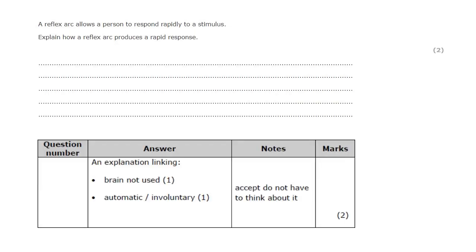So here is the mark scheme for that question. The 2 points we're looking for is that the brain is not being used, so that's an important point to make because the point of the reflex arc is that it bypasses the brain. And the second point is that it creates an automatic or involuntary response. You can see there that it's acceptable to say that you don't have to think about it. So those 2 points together can give you your 2 marks. So if you got those 2 marks, give yourself 2 ticks. If not, just add in the answer that's on the screen there, so you've got a record of a good answer for that question.